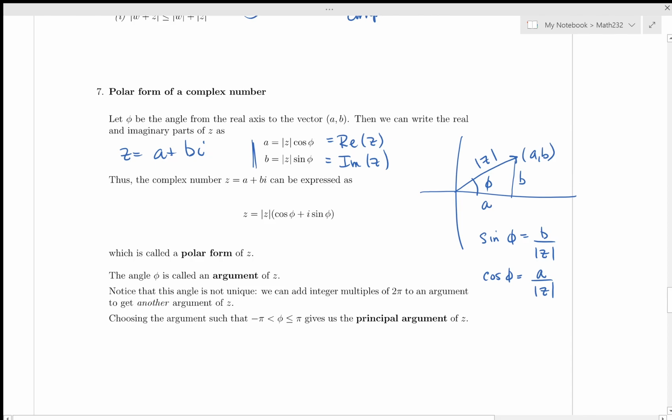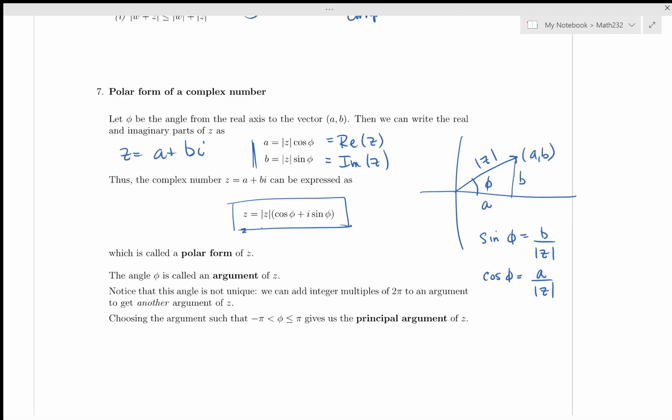Okay, now that we have a and b expressed in this way, we can express the complex number itself as the modulus of z times cos phi plus i sine phi, and that is called the polar form of z. The angle phi is, well, because there can be more than one, called an argument of z. Okay, so we have expressed this thing differently, but it is the same place in the complex plane.